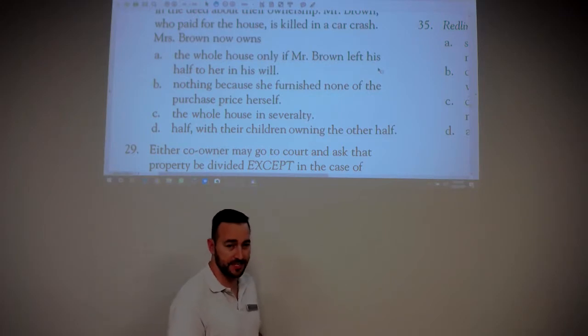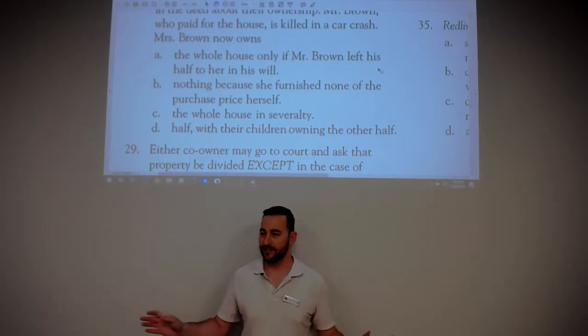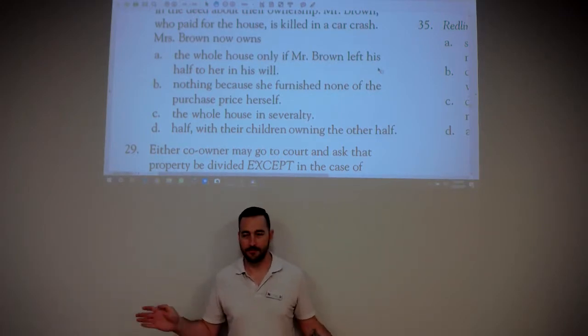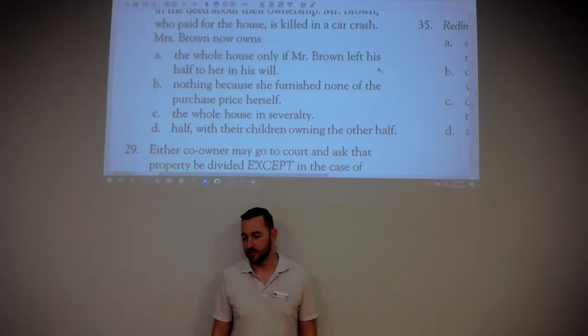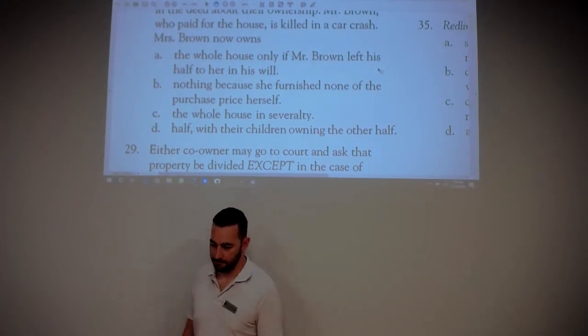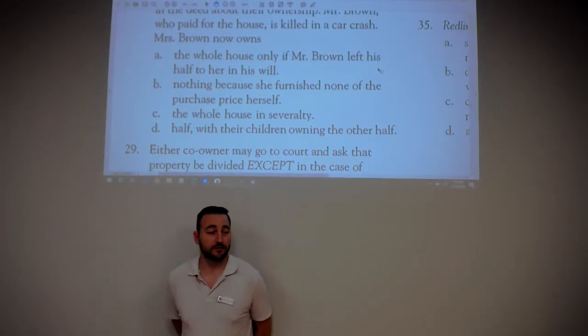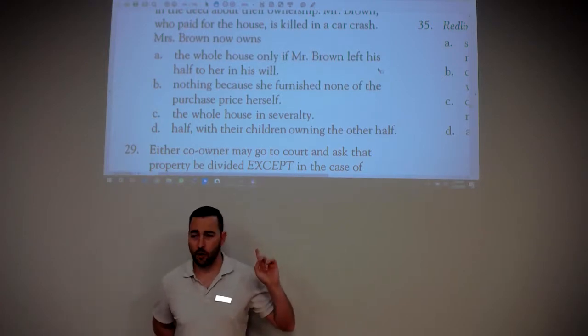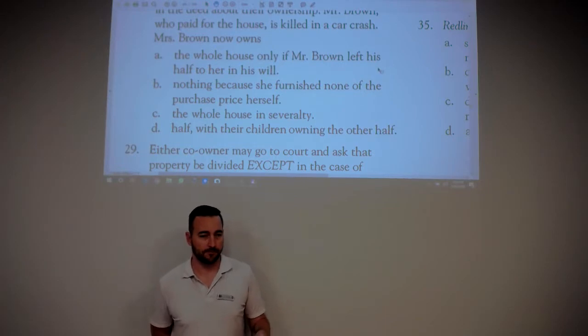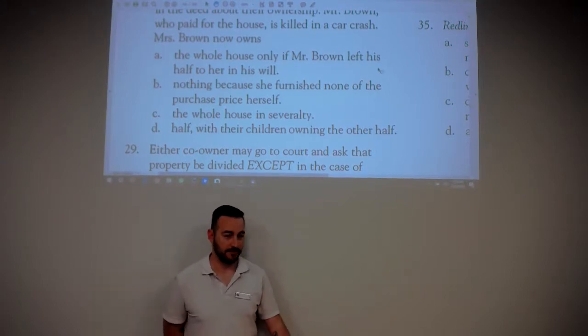Does everybody agree with C? Yes. Anybody that disagrees with C? Okay, good. So why would it be C? Because it's one owner also. It becomes one owner. But how did she get entitled? Because A says only if he left it in the will, but there's no specification. About what? They married. If they married. If they live in the same house.